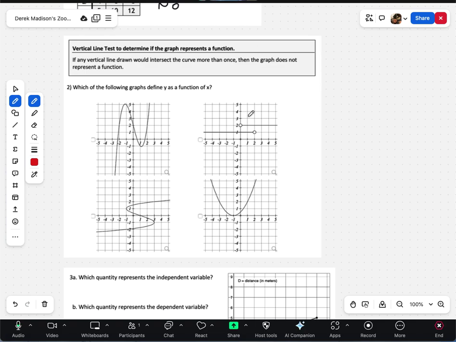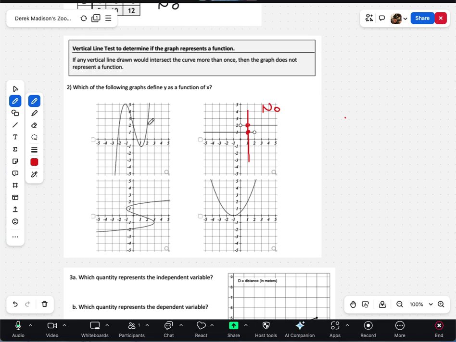Basically, if I draw a vertical line, we'll do it over here, and I hit the graph more than once, and you can see that I do on this one, then it's not a function. And the reason for that is, again, if x is 1, the output could be 1 or 2, so this would be not a function.